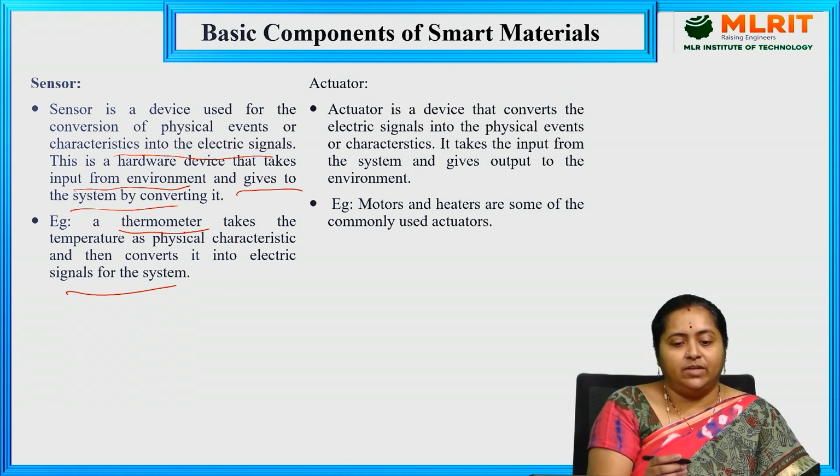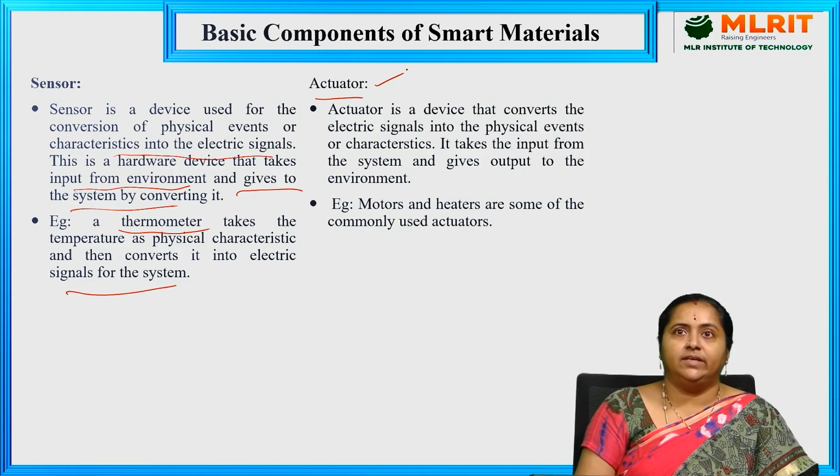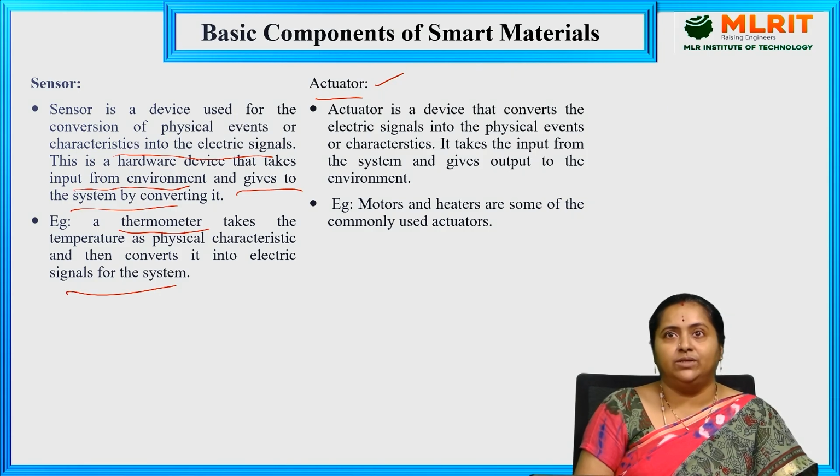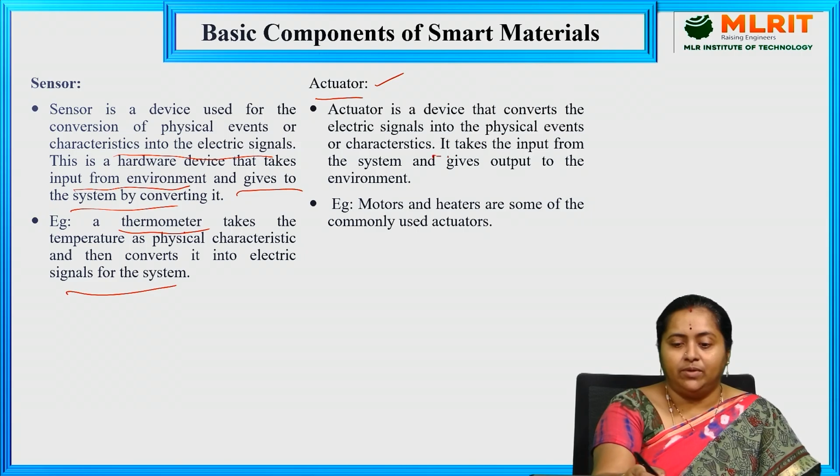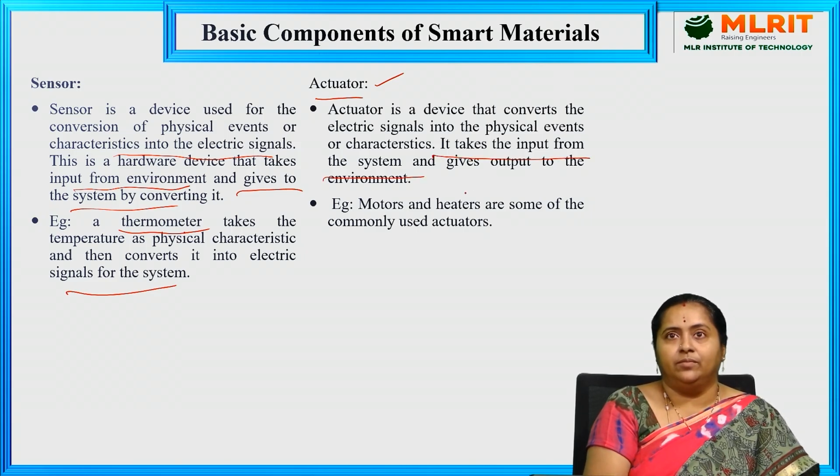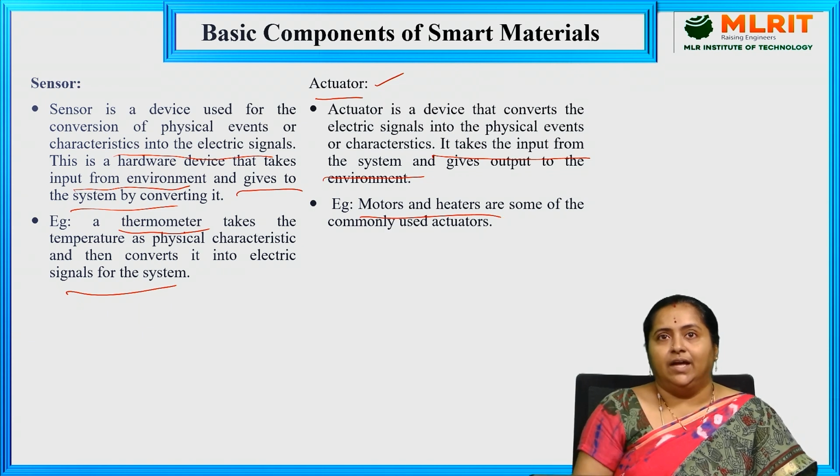If you reverse that kind of thing, that is what we call an actuator. An actuator is a device that converts electrical signals into physical properties or characteristics. That means it is able to take the input from the system and give the output to the environment. It takes the input from the system, converts that input into output, and releases it into the environment. Say for example, motors and heaters are some commonly used actuators.